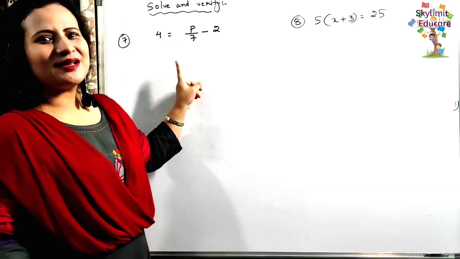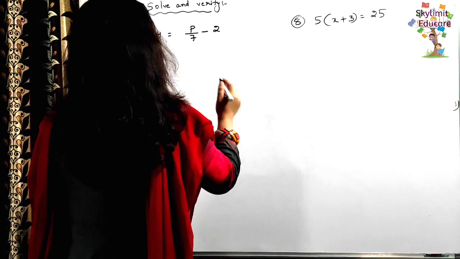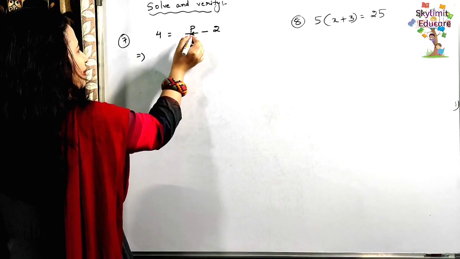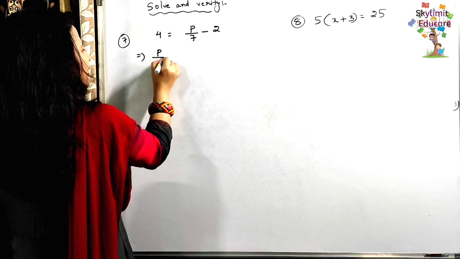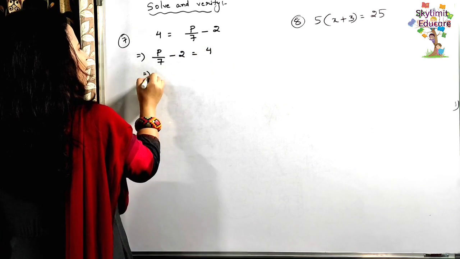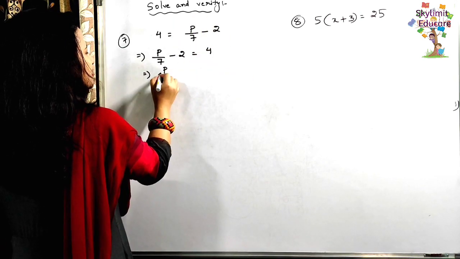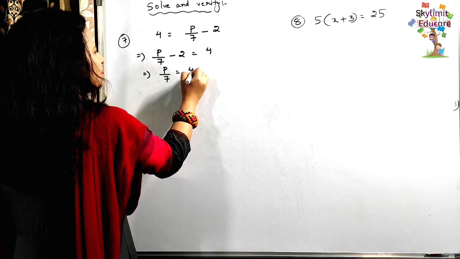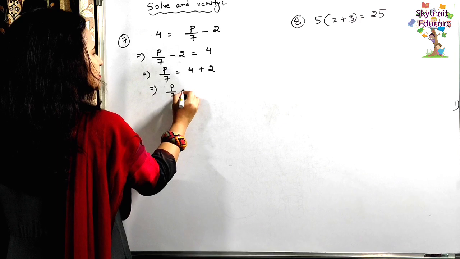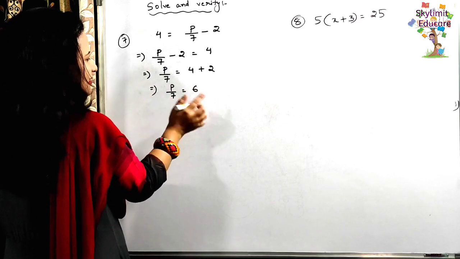Now students, let's come to the next 2 questions. So here also what I'm going to do, I'm going to shift the entire right hand side to the left hand side as I want the variable on the left hand side. So p by 7 minus 2 will give me a 4. Now I will shift minus 2, right? So it becomes 4 plus 2. Now I got here p by 7 is equal to 6, right?